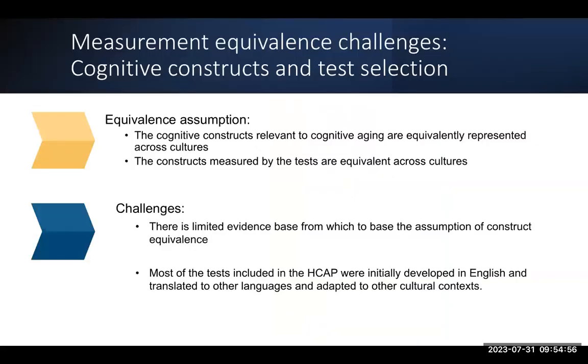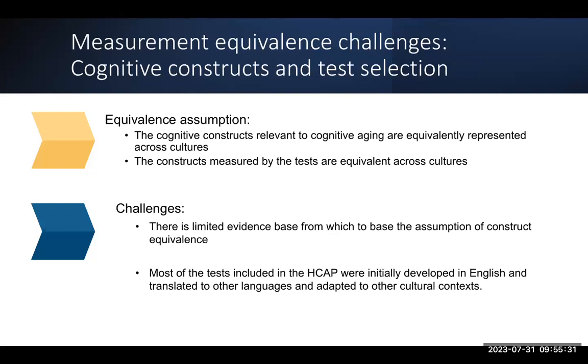So at the very beginning of the cross-cultural measurement process, we start with assumptions about the cognitive constructs themselves. When we implement this comparable cognitive assessment battery across different national contexts, we're making assumptions about the phenomenology of cognitive aging across cultures, what cognitive skills are used and then subsequently lost with dementia. And we're also making assumptions about the way that the construct is measured with our tests across cultures.